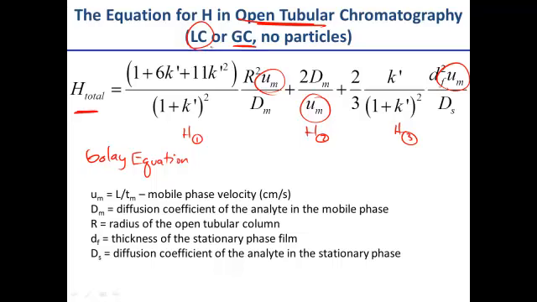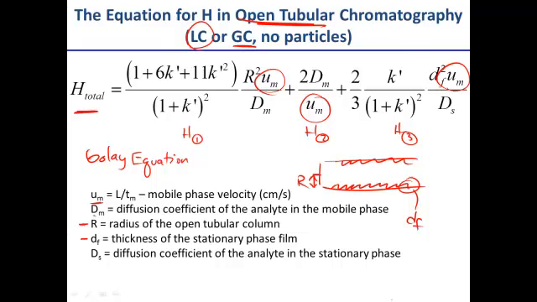So we need to define some terms. We have the mobile phase velocity. Remember, this is the column length divided by the dead time. We've already looked at this. The other terms here are new. The easiest ones are the radius, the inside radius of the open tubular chromatography column. dF is the thickness of the film. So if this is our column and we have stationary phase on the inside wall, dF is the thickness of that stationary phase film. And this radius here is r.